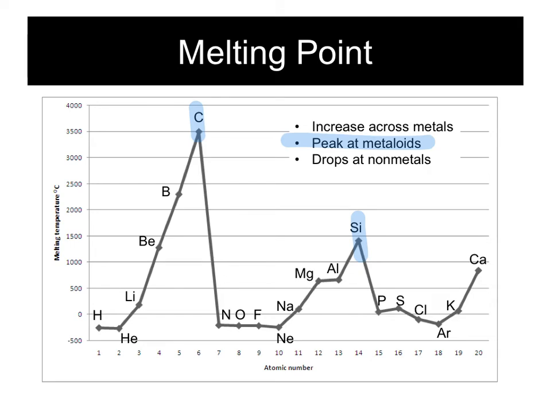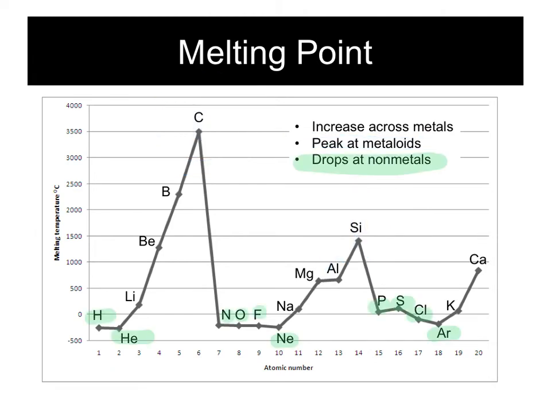Next, we'll look at the metalloids. We have carbon and silicon shown here. The metalloids are always the peak. So you see carbon is the metalloid at the top of the graph for group 2, and silicon is at the top of the graph for group 3, or row 3.